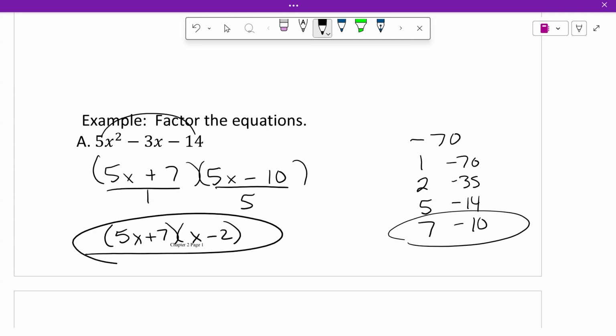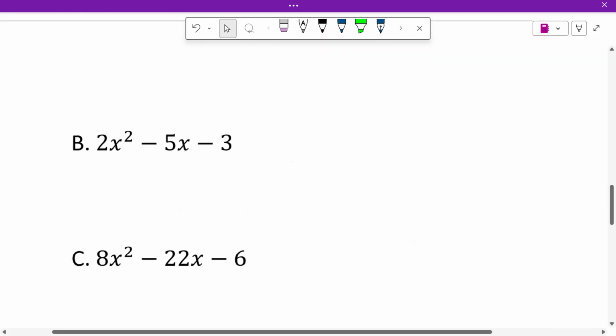And that's our answer. Because if we would FOIL this, what's 5x times x? 5x squared. Outers is negative 10x. Inners is plus 7x, which adds up to negative 3x minus 14. We got it. Okay? That's called the AC method, because we multiply A and C together. Let's do that again. Okay?